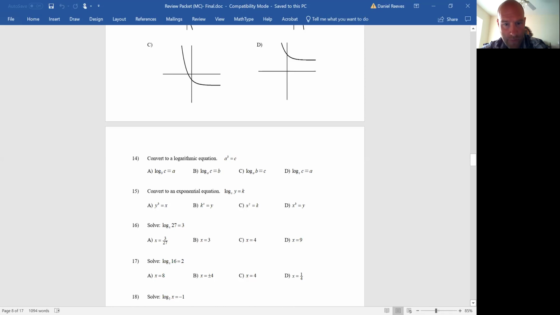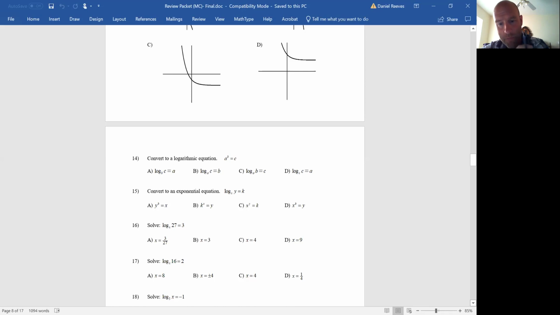16 says the log base x of 27 equals 3. That's saying x to the third equals 27. Well, I know that 3 to the third equals 27, so there you have it. 17 looks very similar. It says x to the second equals 16.